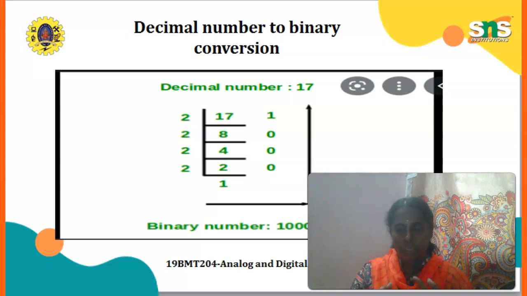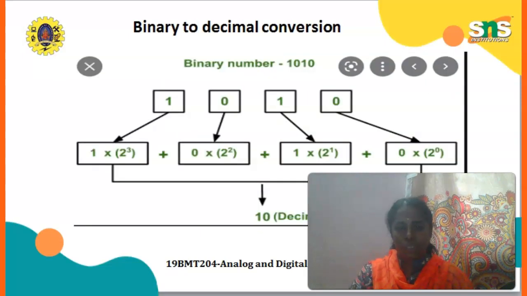Have you understood this? A decimal number is to the base 10. If the base is not given, it is automatically taken as base 10. And if you want to convert this decimal number to binary, we have to divide by 2. Next case is the vice versa, binary to decimal conversion. So let us see this example.